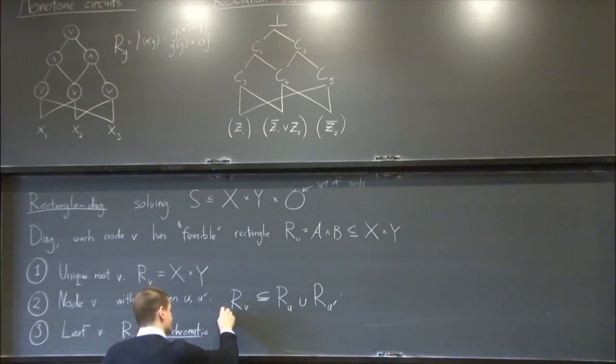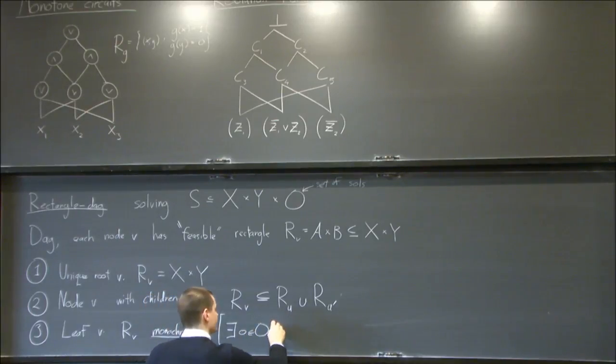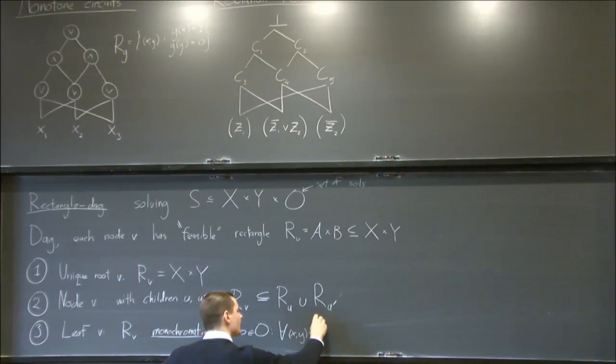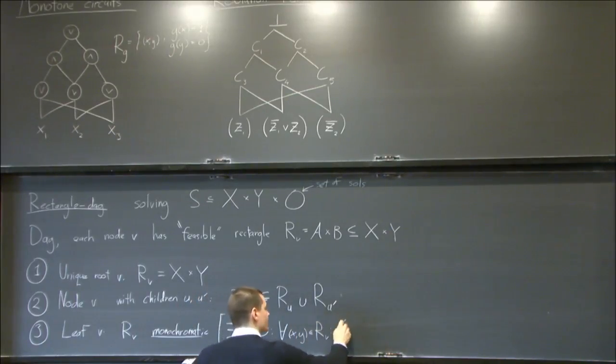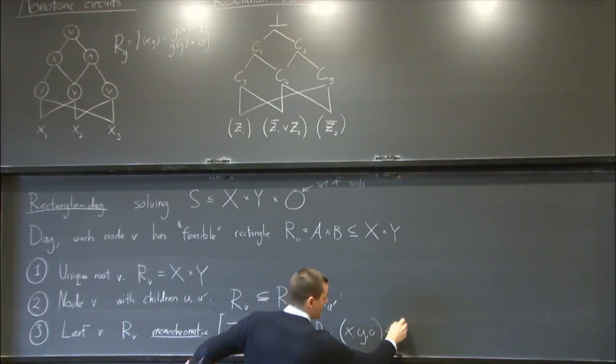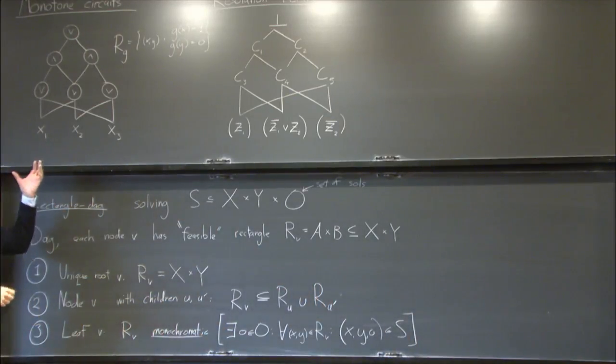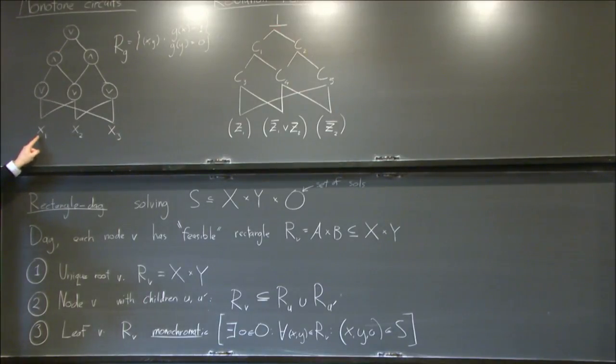So it means that there exists some solution that is valid for all x and y in the feasible set. So x, y that are in the relation. So we should again check what this means for a monotone circuit. When I'm at a leaf, the feasible rectangle is, for example, just the set of all strings that have a monotone difference in the first coordinate.